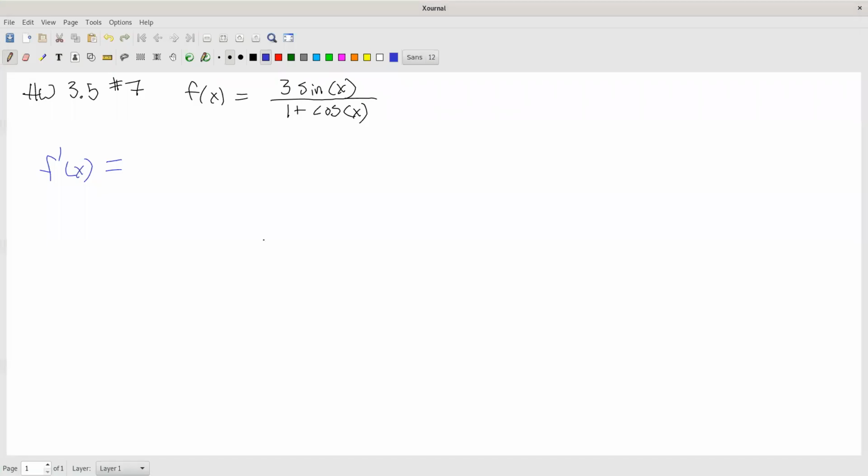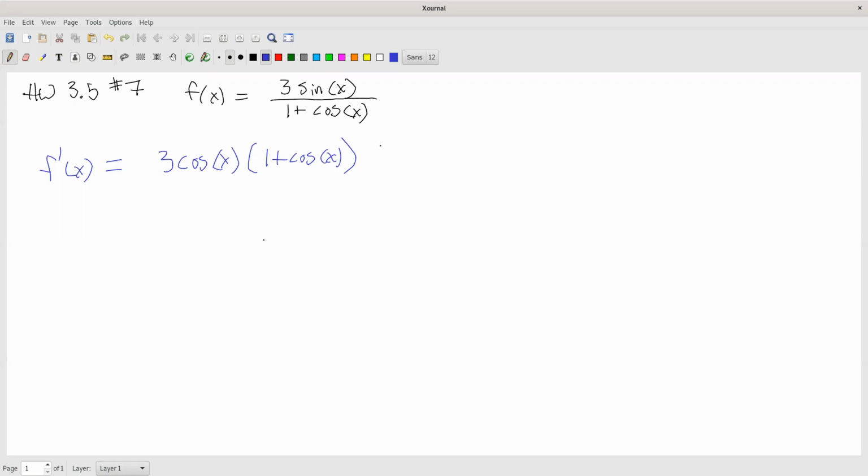All right, what can we do with this? We've got to apply the quotient rule here. The quotient rule says take the derivative of the numerator first. The 3 just hangs out. The derivative of sine is cosine, so I'm going to get 3 cosine of x. And then I have to multiply that by the denominator, parentheses 1 plus cosine of x.